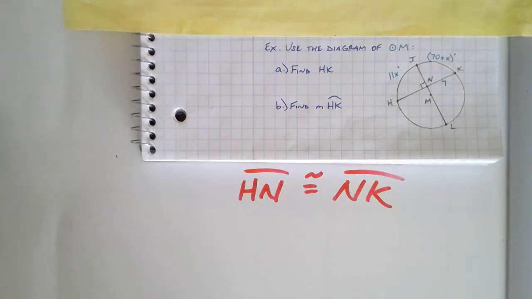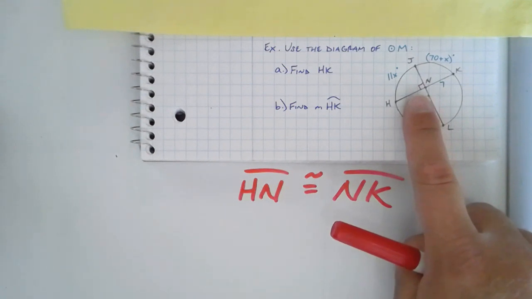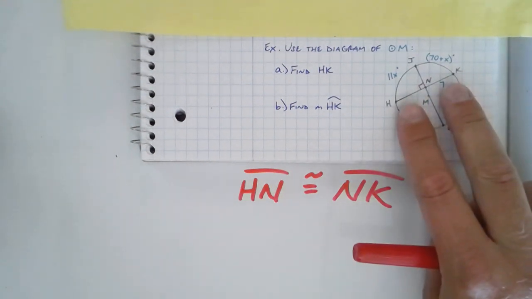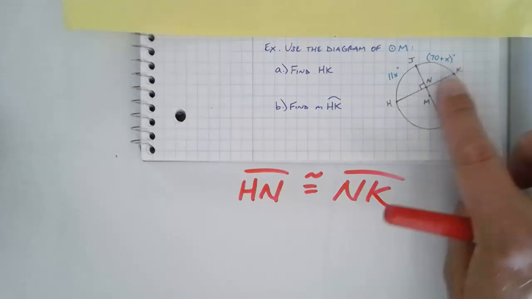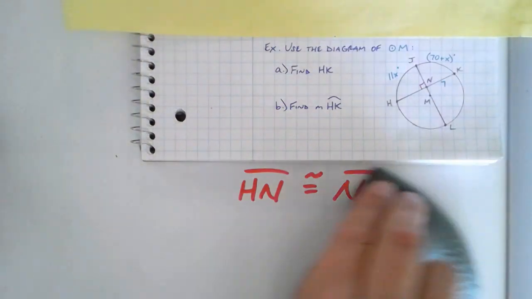In either case, hopefully you see that because of the fact that that's a diameter intersecting the chord at a 90-degree angle, because of that theorem, these two halves need to be the same measurement, so I can quickly find out what the whole chord is. 14 units. There's part A. All right, part B.